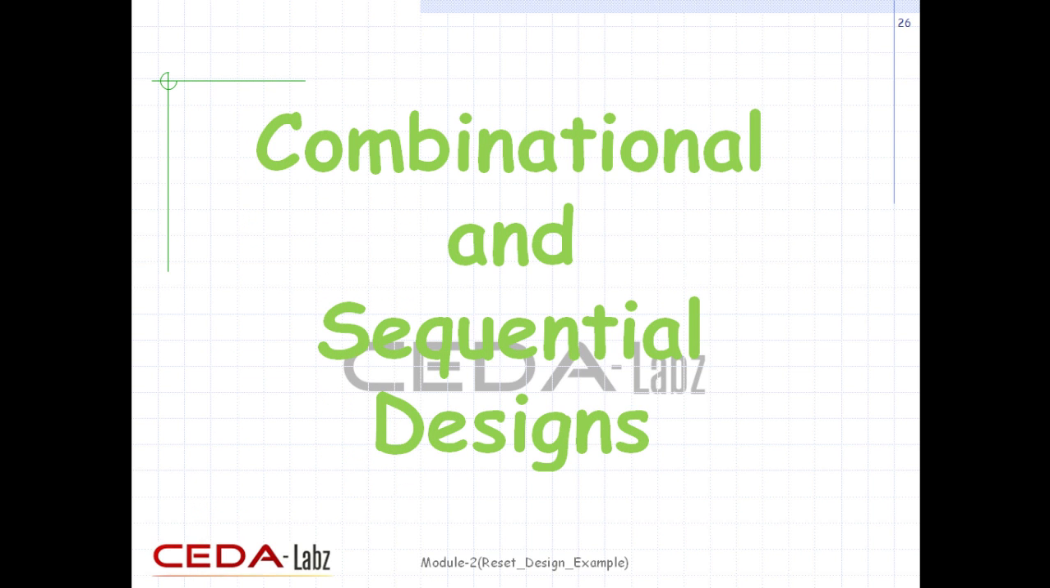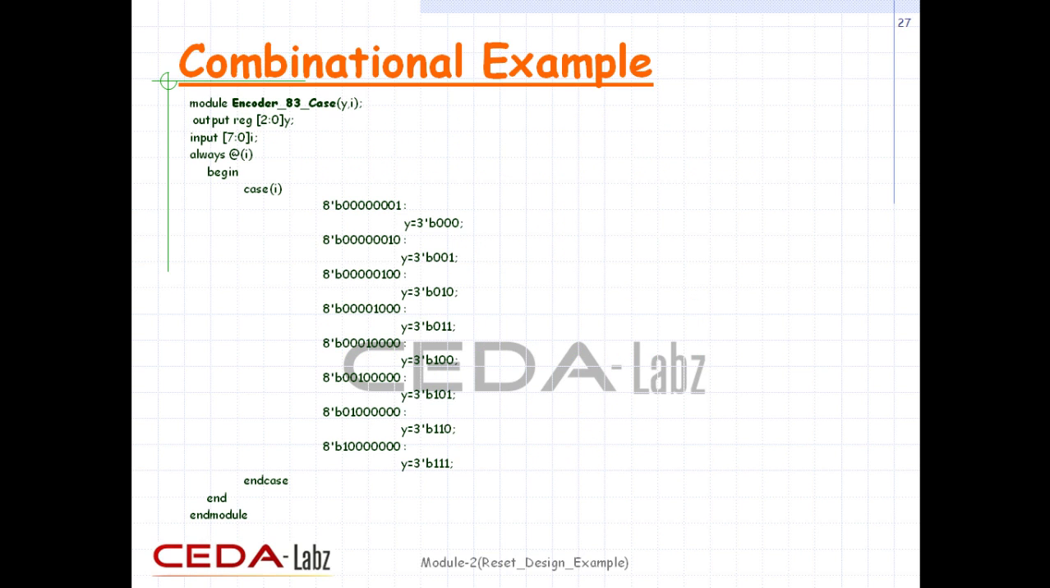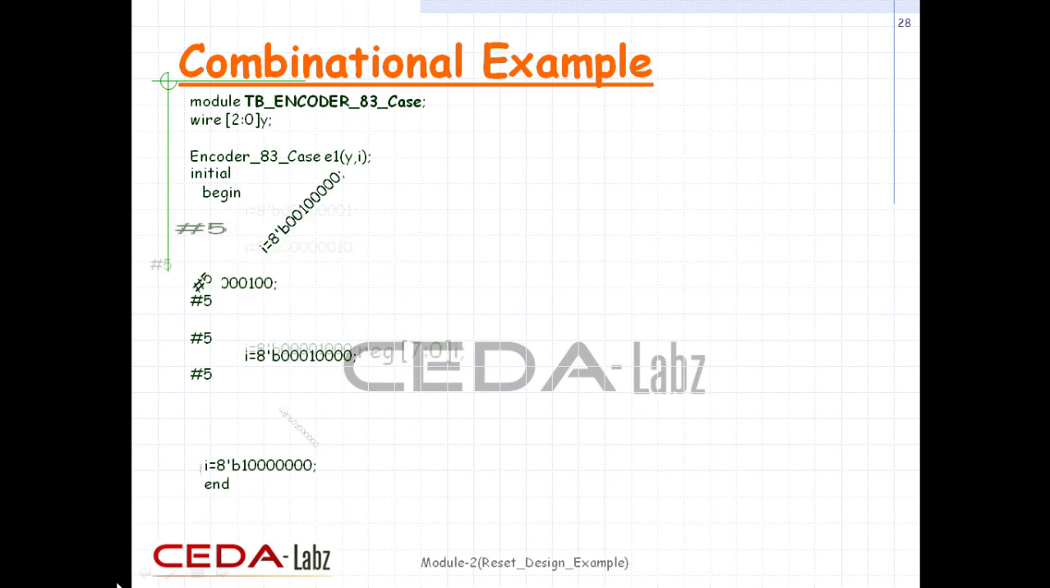Now we will see various examples of combinational and sequential logic. Here is an example of a combinational circuit, 8:3 encoder. Output and input are declared in vector form. It is coded using case statement. In case, we will be mentioning all the input statements and output expressions. Here is the test bench.